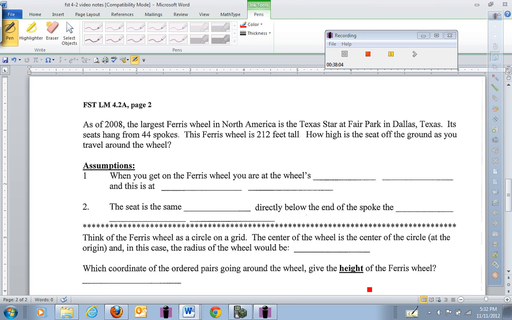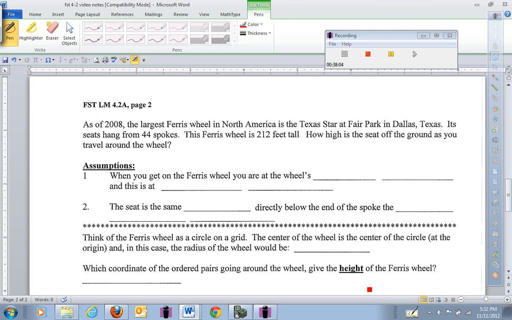It says, as of 2008, the largest Ferris wheel in North America is the Texas Star at the Fair Park in Dallas, Texas. Its seats hang from 44 spokes. This Ferris wheel is 212 feet tall. How high is the seat off the ground as you travel around the wheel? So that's what we want to investigate.